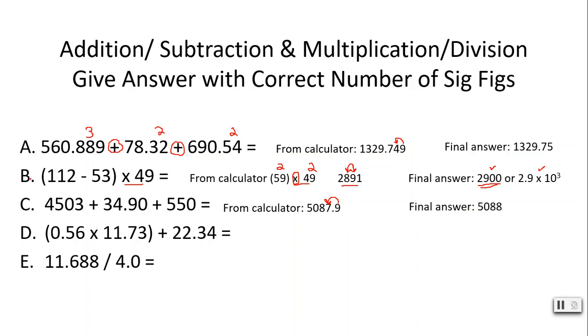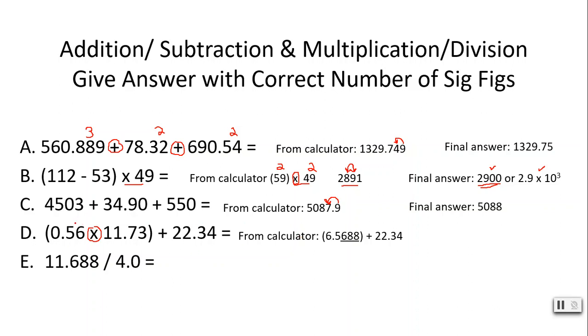Question D is similar to B in the fact that it's another mixed operation problem, but we're first going to multiply. So we're going to multiply 0.56 by 11.73. When we do that, what comes out of your calculator should be 6.5688. And I've underlined the 688 to remind myself that those 3 numbers are not significant. Why are they not significant? They're not significant based upon the rules for multiplication, what was done inside the parentheses.